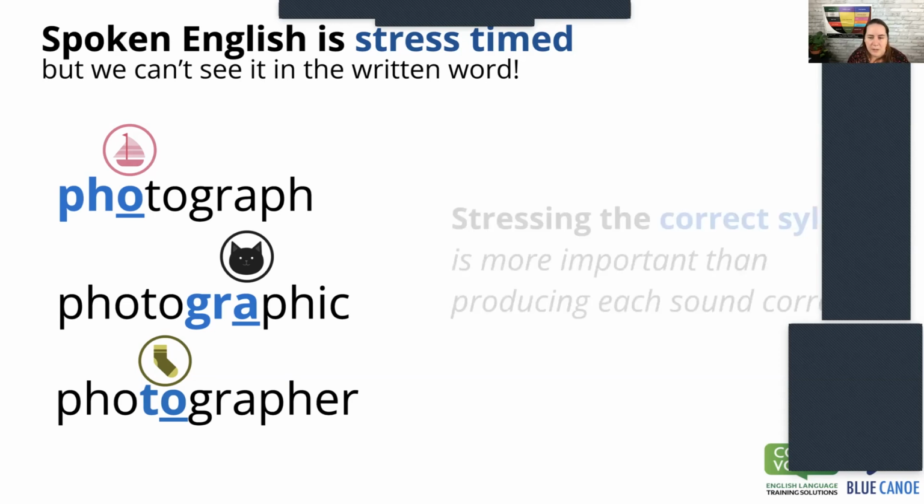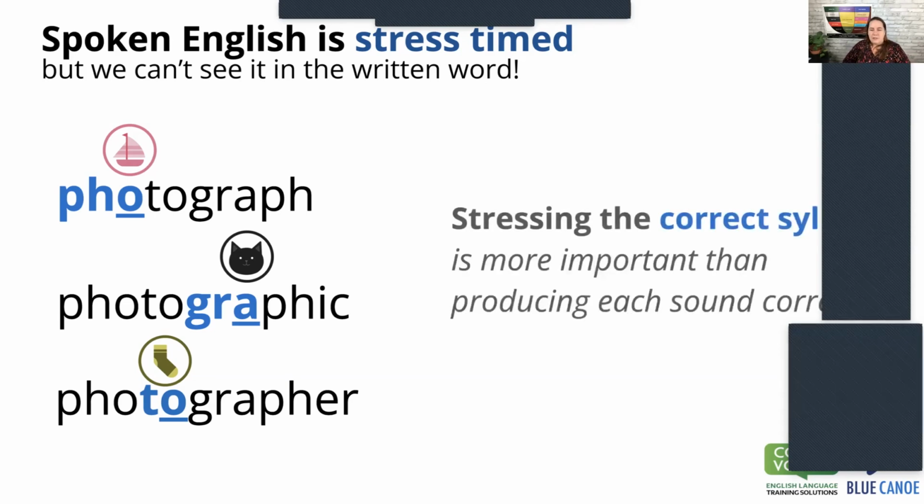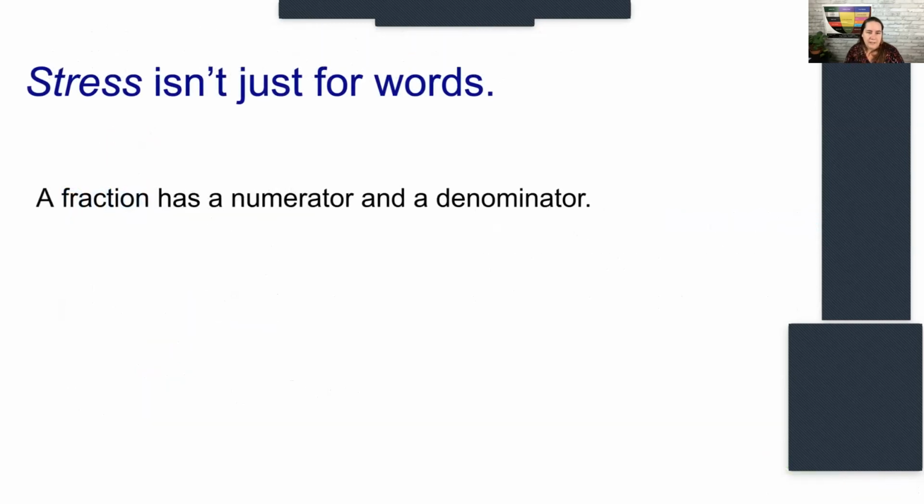Organizing is extremely powerful. When you're stressing the correct syllable, it's so much more important than producing each sound correctly. And I say that because many learners come with that misunderstanding about English, believing that if I just pay enough attention to every sound, I will be understood. And that's sadly not the case, right? What they need to know is where that stress is, okay? So stress isn't just for words.